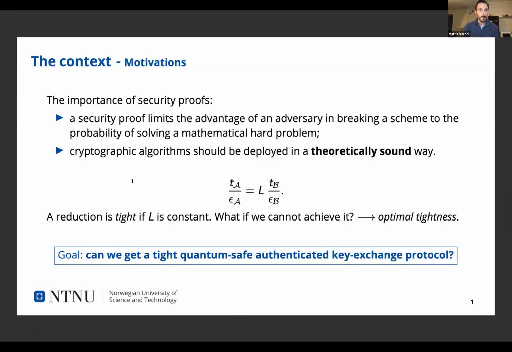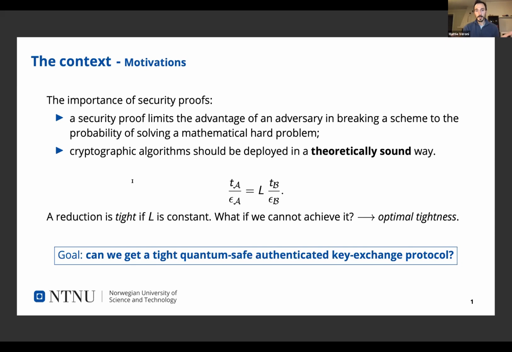So the importance of security proofs is well known. We like security proofs, as many people do, because they allow us to assess the security of a protocol by taking an adversary against it and then turning it into a solver for a mathematical hard problem. And every time a scheme is implemented, one should choose theoretically some parameters for it.